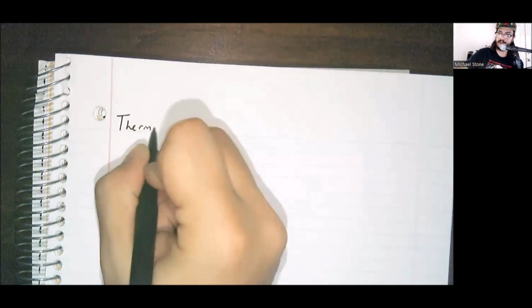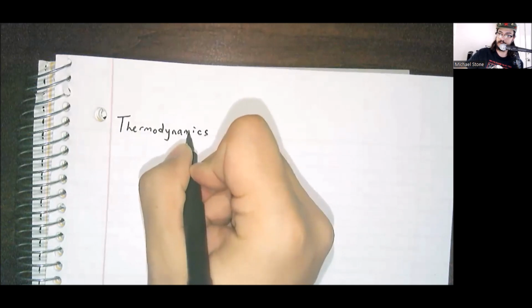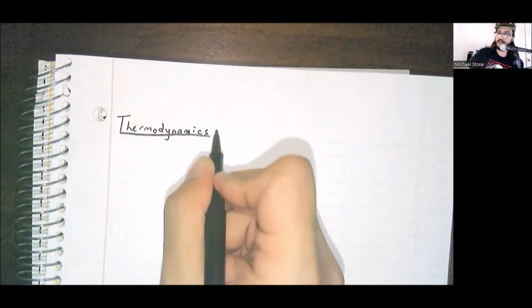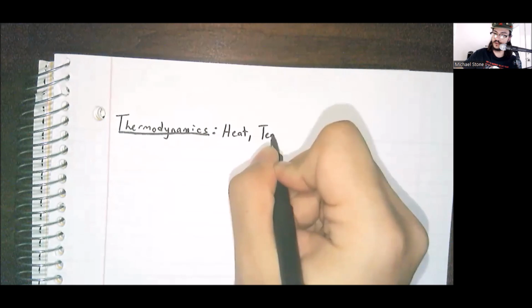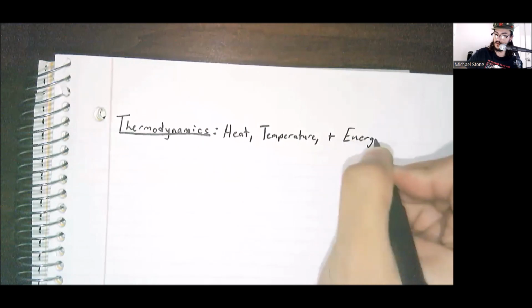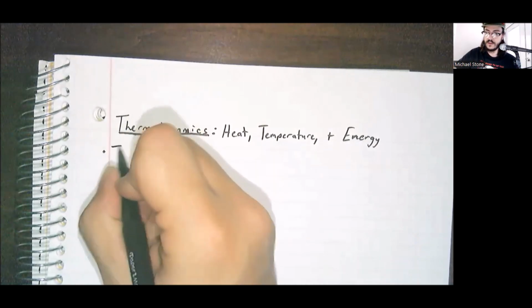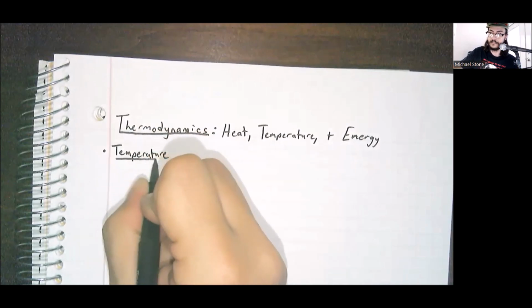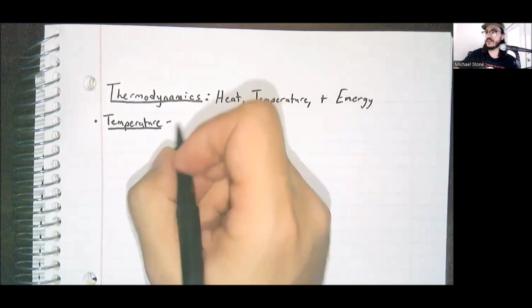So thermodynamics, that's our unit. And our first lesson of the unit is heat, temperature, and energy. Three words that are often used as though they were interchangeable, even though they are definitely not. We'll start with the most familiar of the three, temperature. Temperature is a measure of the kinetic energy associated with that motion of the wiggling particles.